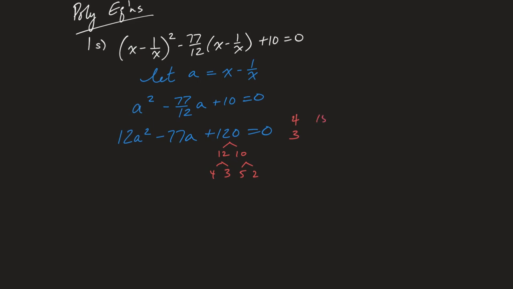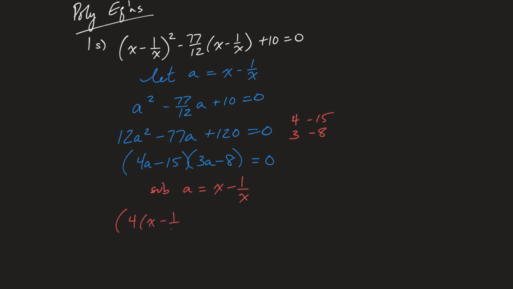I think I'm going to factor that into 15 and 8. Because when I do factor that, there's a negative 32 and a negative 45. That can get me negative 77. So I'm going to factor that into a 4a minus 15 times a 3a minus 15, and we're good. I didn't ask you to solve for a, so let's sub a equals x minus 1 over x back into the original equation, so that we can make sure that we're actually solving for what the problem asked.